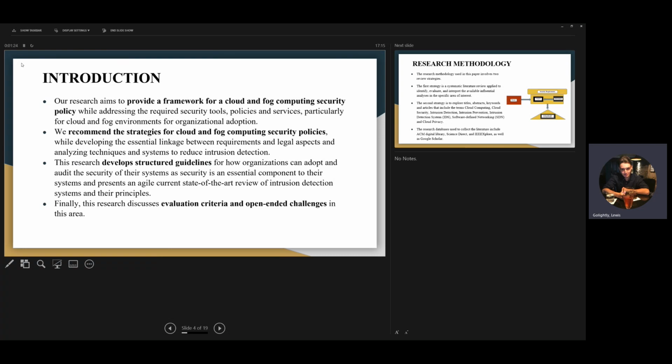The research develops structured guidelines for how organizations can adopt and audit the security of their systems, as security is an essential component to their systems, and presents an agile current state of the art review of intrusion detection systems and their principles. Finally, the research discusses evaluation criteria and open ended challenges in this area.